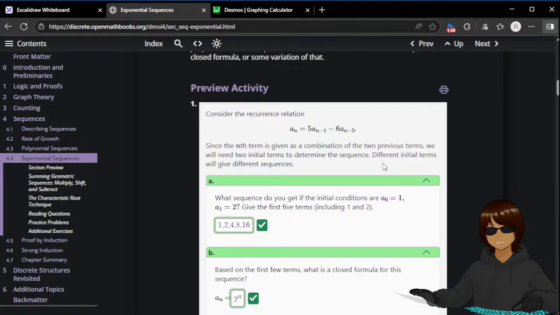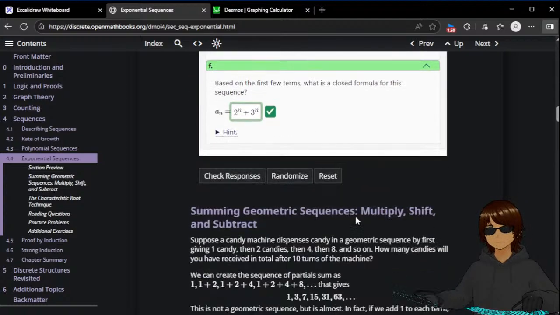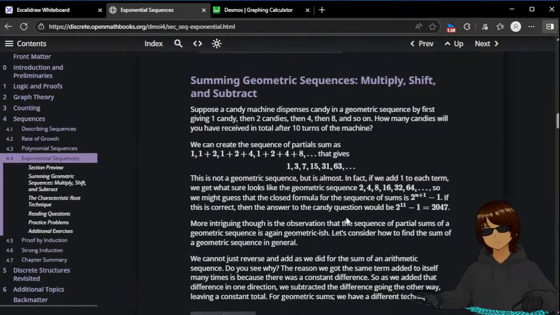Why does this work? Suppose a candy machine dispenses candy in a geometric sequence by first giving one candy, then two, then four, then eight. How many candies will you have received in total after 10 turns? We can create the sequence of partial sums as 1, 1 plus 2, 1 plus 2 plus 4, 1 plus 2 plus 4 plus 8.